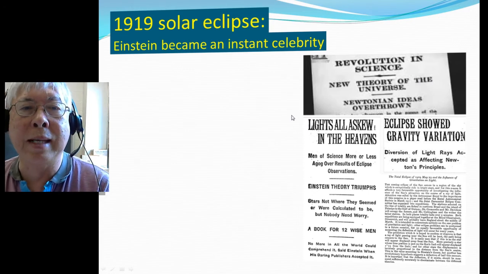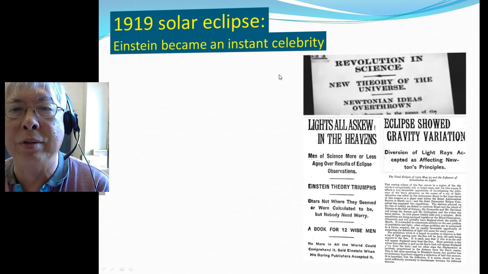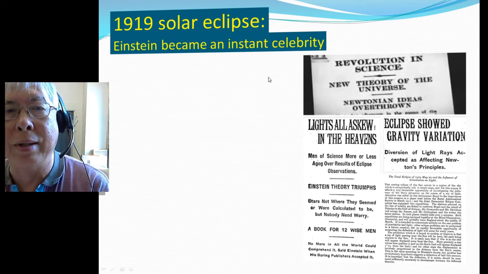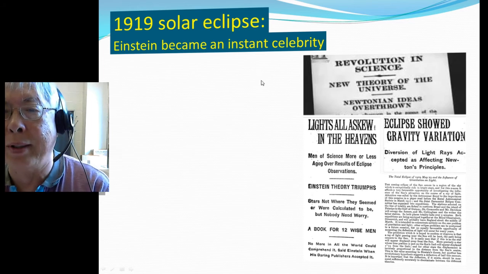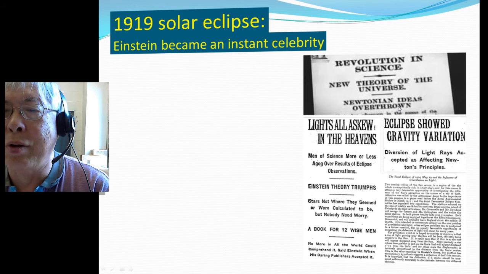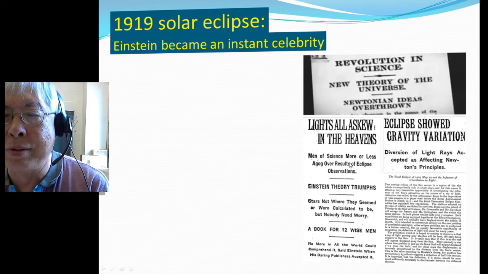And of course, the success of this verification of the GR results by this solar eclipse result caused a worldwide sensation. Okay, and Einstein became an instant celebrity. And here are some of the headlines: revolution in science, new theory of the universe, Newtonian ideas overthrown. And the New York Times, I guess, has: lights askew in the heavens. Men of science more or less agog over the result of the eclipse observation.